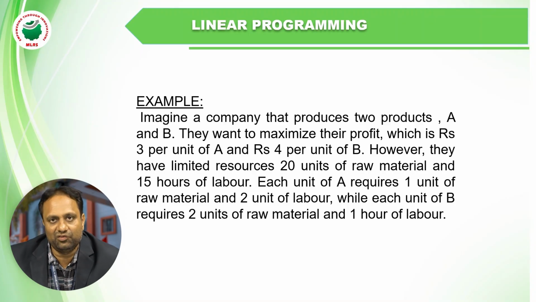Here the example is given as: imagine a company that produces two products A and B. So dear students, a company is producing two products A and B. They want to maximize their profit, which is rupees 3 per unit of A and rupees 4 per unit of B. By producing product A, they want to earn 3 rupees on 1 unit of A, and 4 rupees per unit of B.